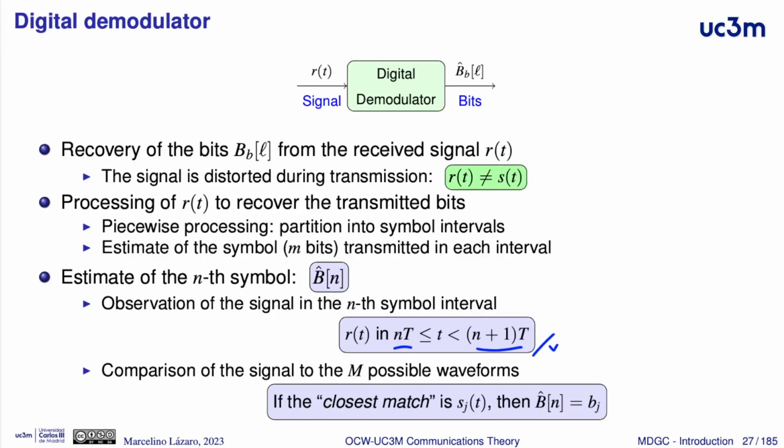The signal in this interval is compared with the M possible waveforms that were transmitted in the modulator, the M waveforms associated to the M possible symbols. If the closest match is the signal with index j, the estimated symbol is the symbol with index j.